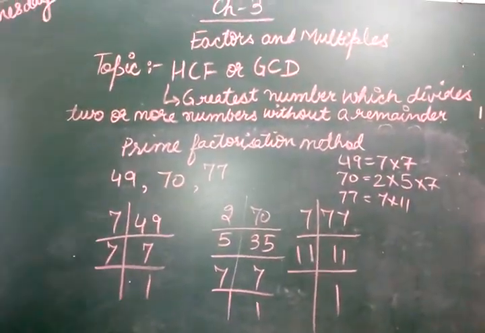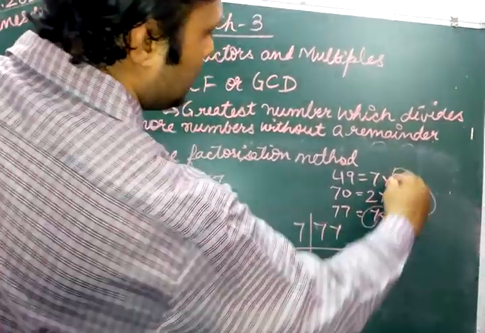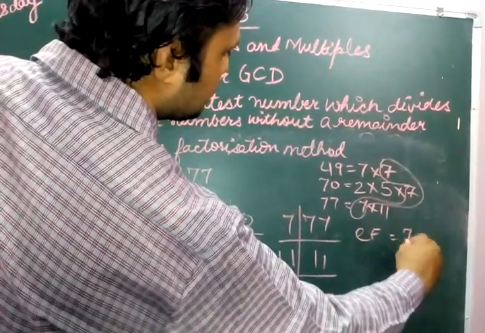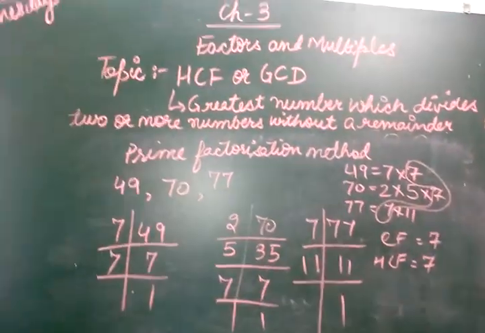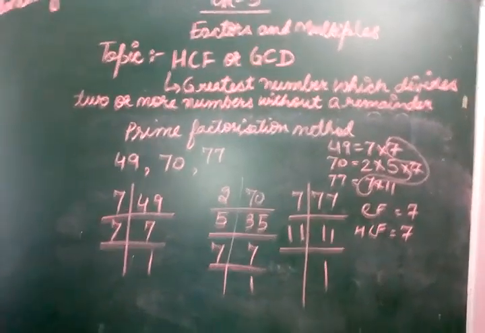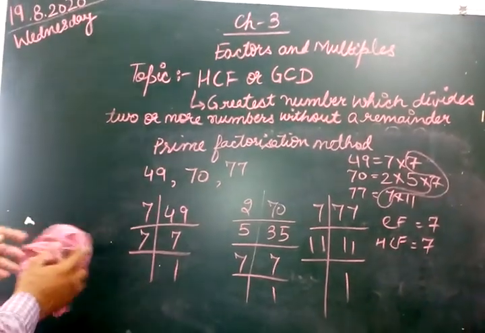So here we have a common factor, 7. 7 is the common factor. So the highest common factor is 7, and our answer is 7. In this way you can do the questions of this exercise.